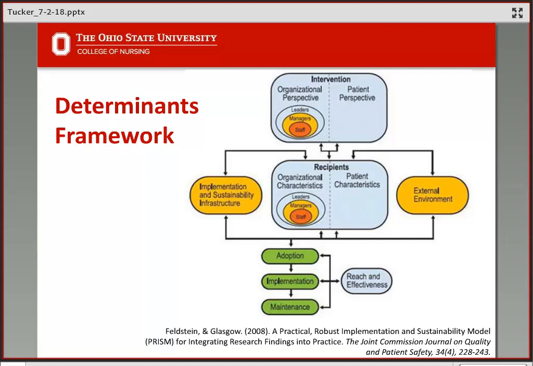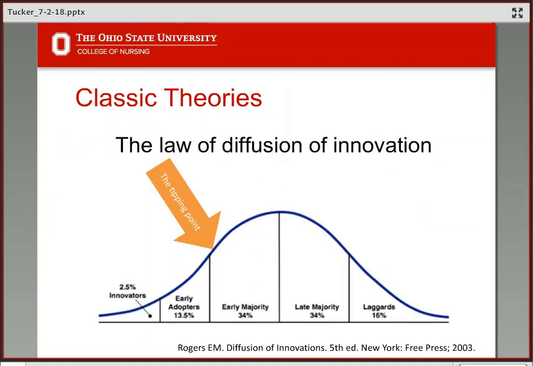landscape, along with the external environment, then the intervention is tested out. Who's going to get it? And that is going to also help design and test the intervention. And again, patients are a part of that, as are leaders, managers, and staff. So those are the recipients of the intervention once it's been developed. And then you see that it moves further into adoption, implementation, and maintenance, which really constitute that research reach and effectiveness. So that's another determinants model.